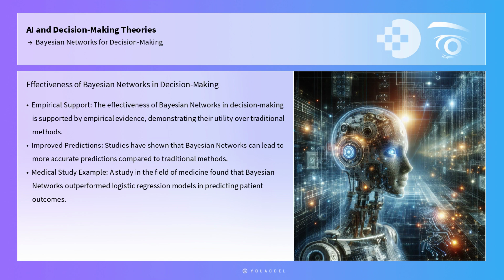The effectiveness of Bayesian networks in decision-making is further supported by empirical evidence. Studies have shown that BNs can lead to more accurate predictions and better decision outcomes compared to traditional methods. For example, a study in the field of medicine found that BNs outperformed logistic regression models in predicting patient outcomes, demonstrating their superior ability to handle complex dependencies and interactions among variables.